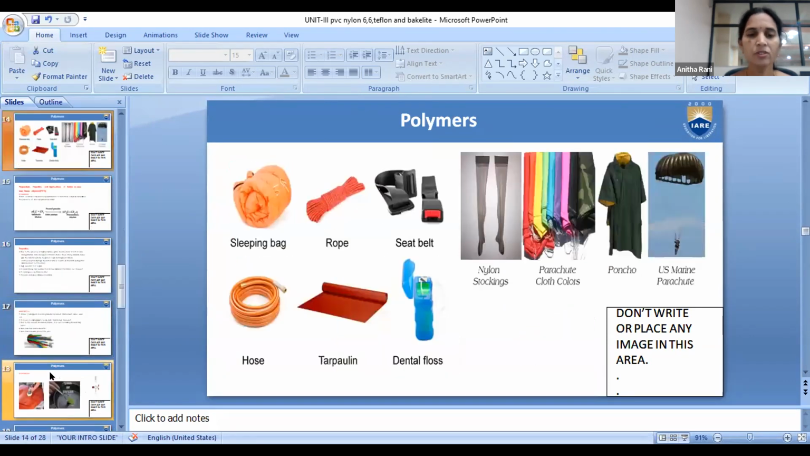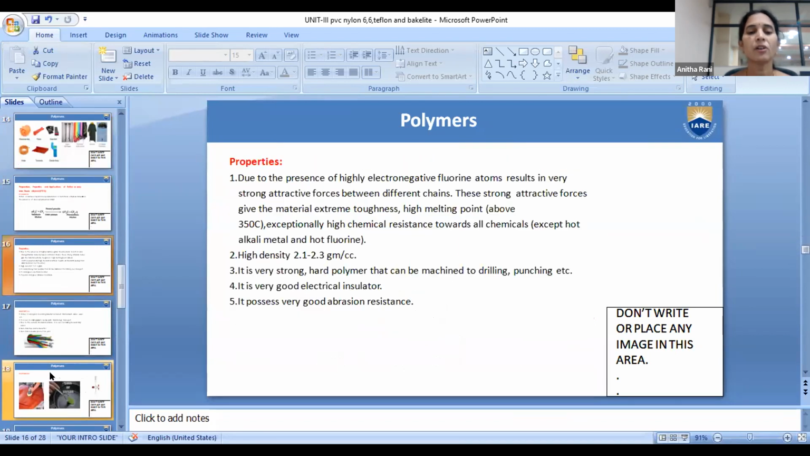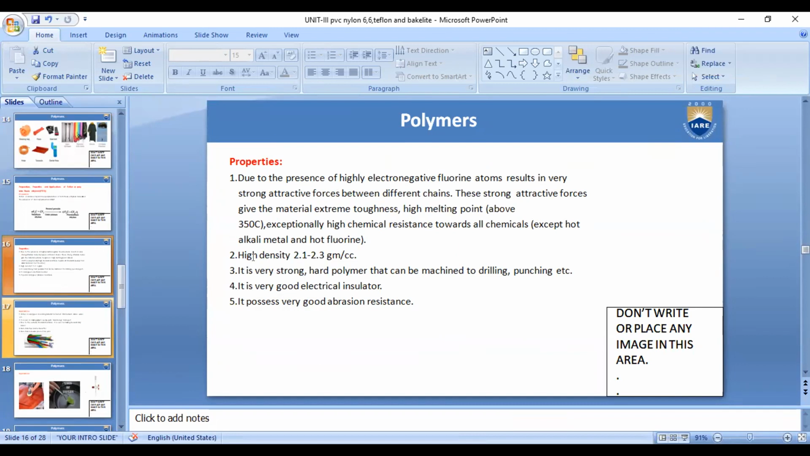Now tell me properties of Teflon. What is the first point? The melting point of Teflon is 350 degrees centigrade. Second point, high density. Third, strong, hard polymer. Fourth, good electrical insulator. Fifth, good abrasion resistance. So these 5 points you have to remember, properties of Teflon.